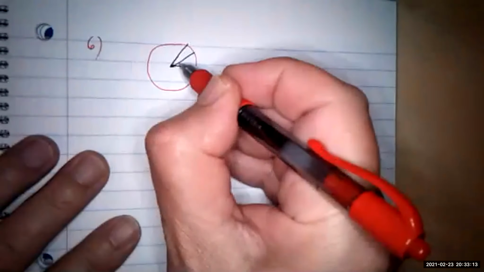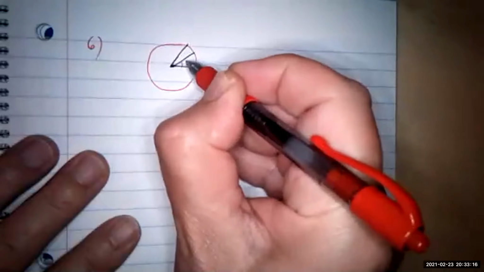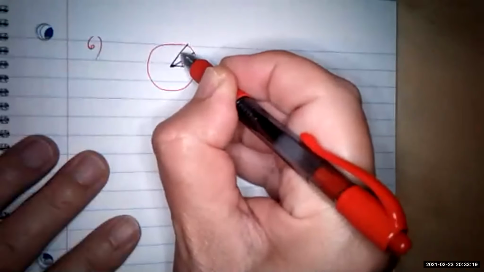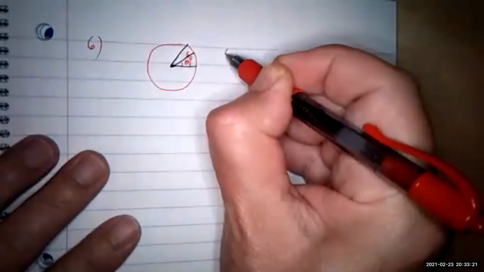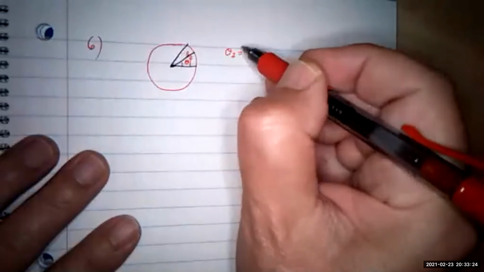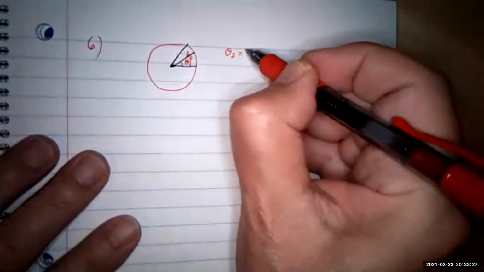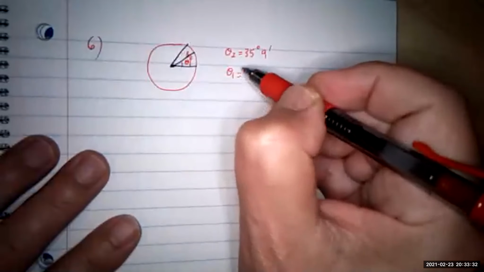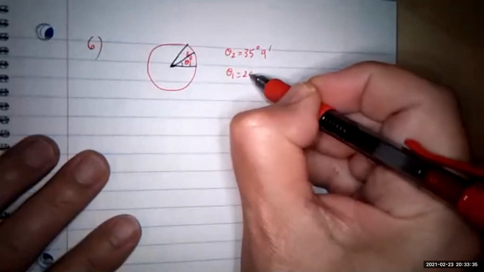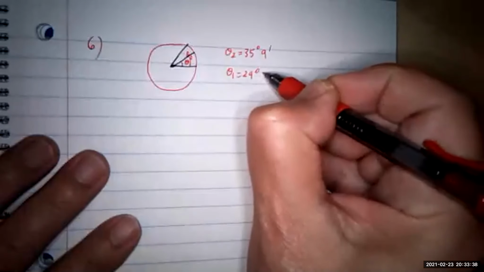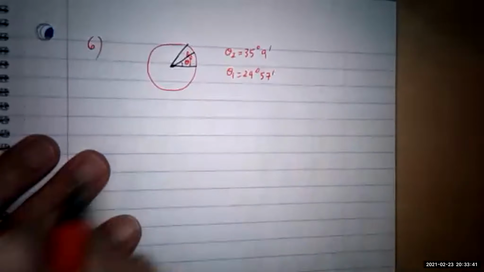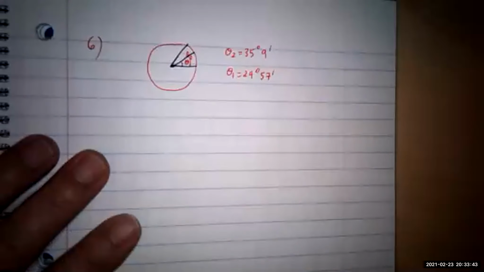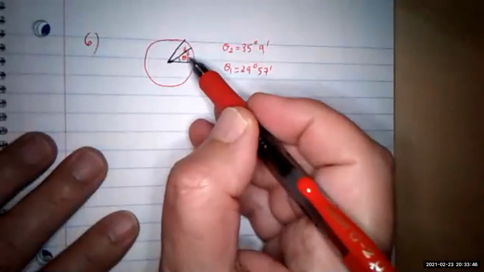So the first one we have for the 35 is Memphis. We can call it data 1 if you like, and the second one is going to be data 2. So data 2 is equal to 35 degrees, 9 minutes, and data 1 is going to be 29 degrees and 51 minutes. So for the distance in between, you have to find the difference.